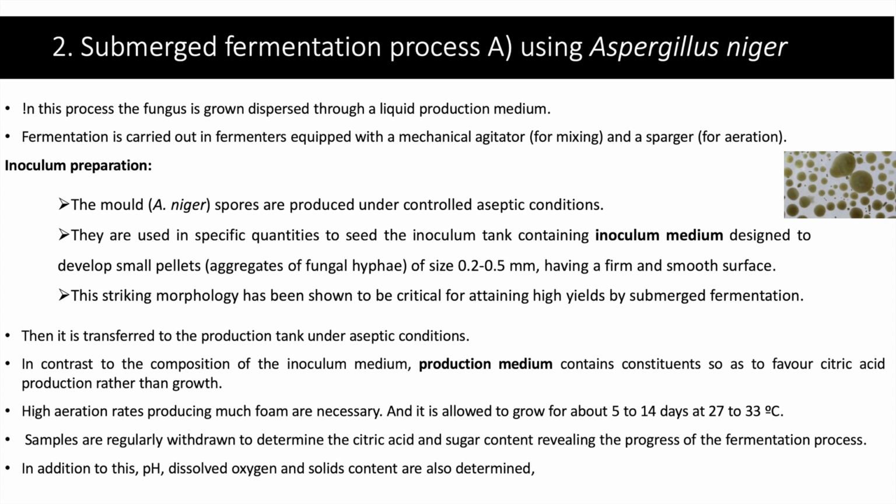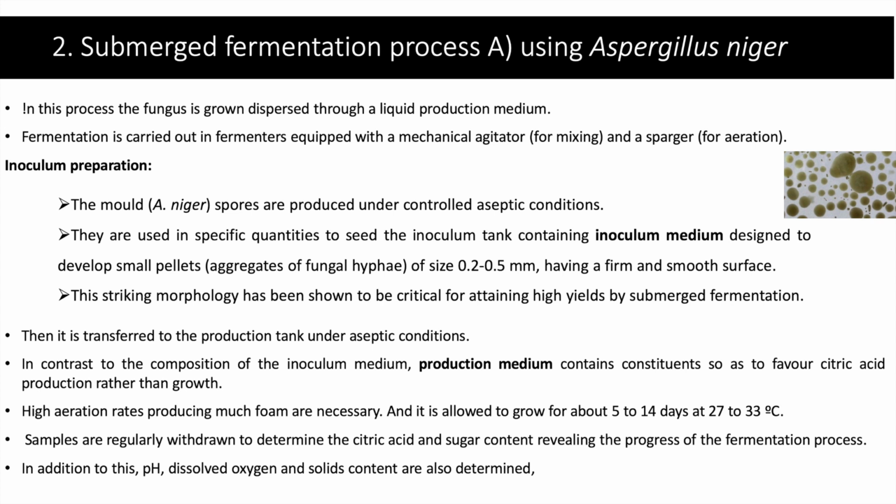So for submerged fermentation, fungi pellets are developed first in inoculum medium before adding it into fermenter. As we have discussed earlier also, pellets are more efficient in giving high yields of citric acid, which is produced extracellularly rather than mycelial mats. After the inoculum has been prepared, it is then transferred to the production tank under aseptic conditions.